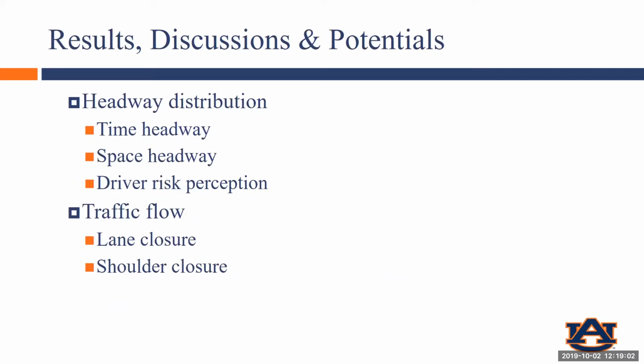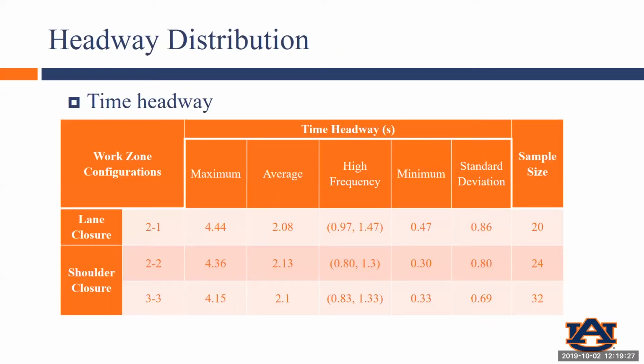For the results, we studied the headway distribution, including time headway and spacing headway, and we looked at the distributions among all the different drivers based on the driver risk perception. We also looked at the traffic flow model for the lane closure and the shoulder closure. These are the results for the headway distribution.